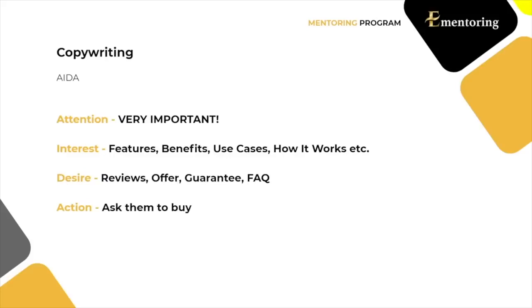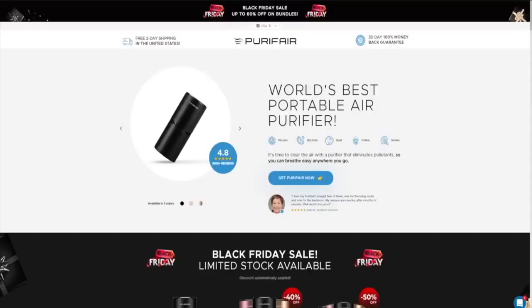Now, you still have to go through attention, interest, desire, action. So the attention would still be in the headline. The interest would then, for something like a whiskey glass, instead be the story behind the design. The desire will still be the reviews, your offer and a guarantee and an FAQ. And then the action would just be asking them to buy. So a whiskey glass might have 5 lines of text, while a slimming device might have 50, because they need to prove more things.